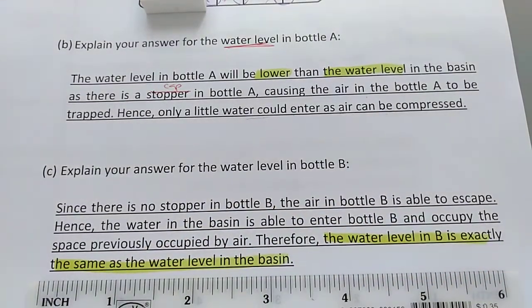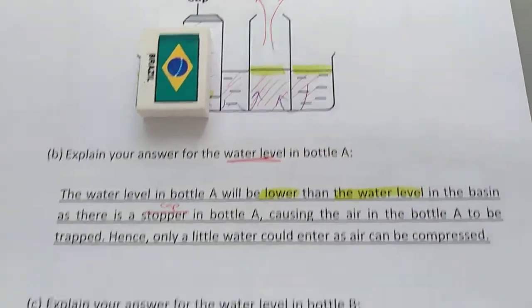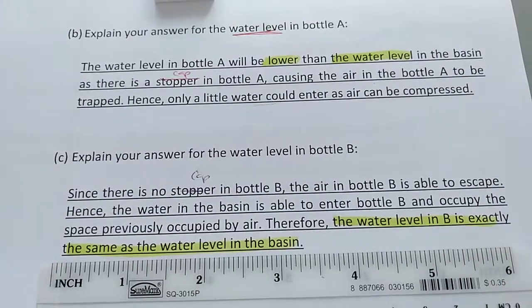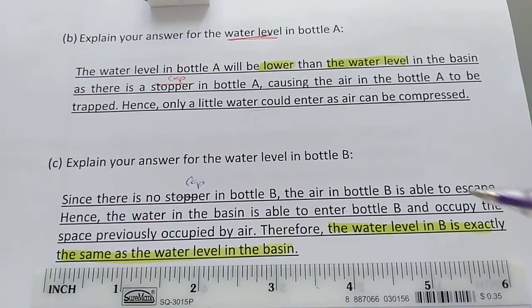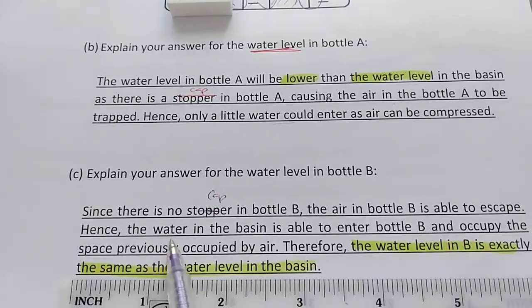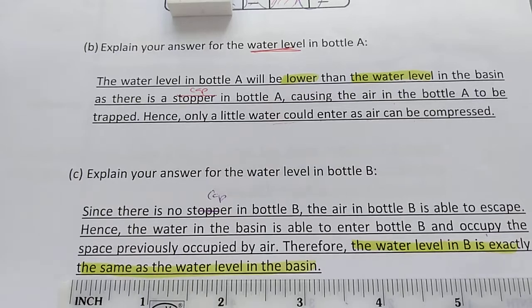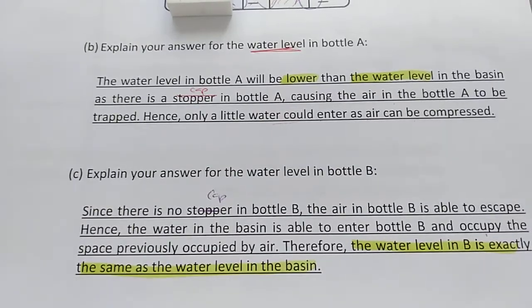But this is just mentioning the evidence from the question. It doesn't explain it yet. To explain it, you need to talk about, okay, so what else you observe? There's no cap in bottle B. So what if there's no cap in bottle B? The air in bottle B can escape. Right? Then water is able to enter and occupy the space previously occupied by the air. So that's how you answer the second part here.